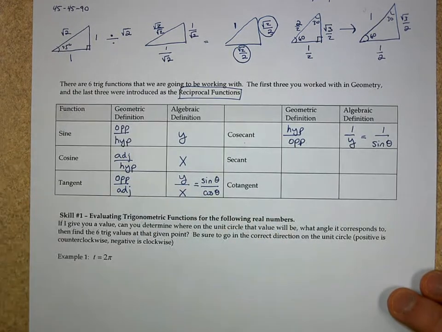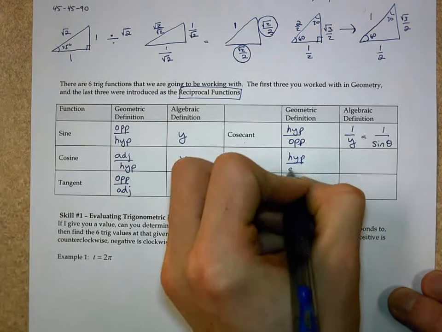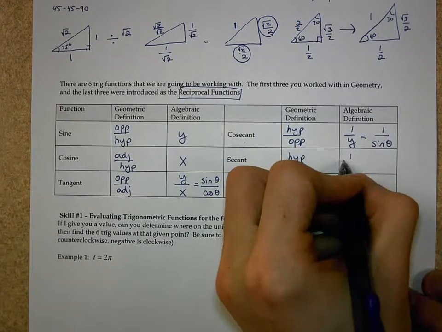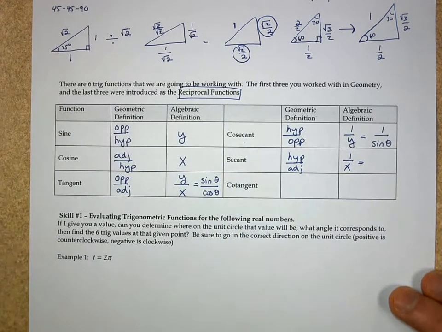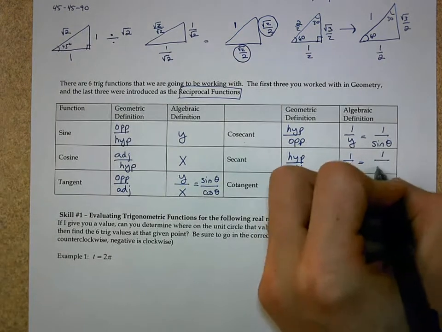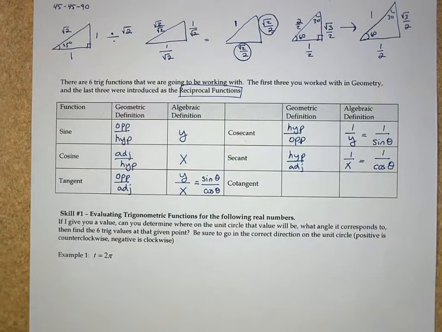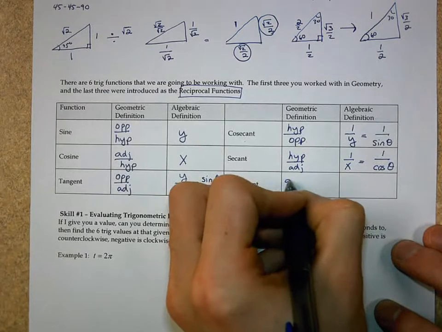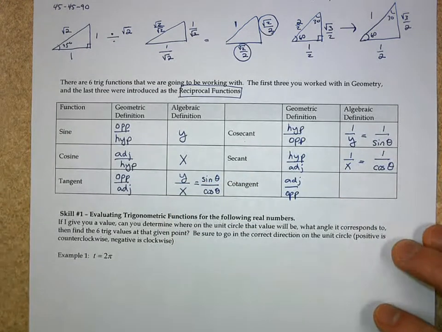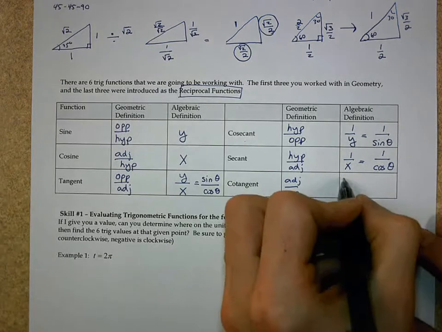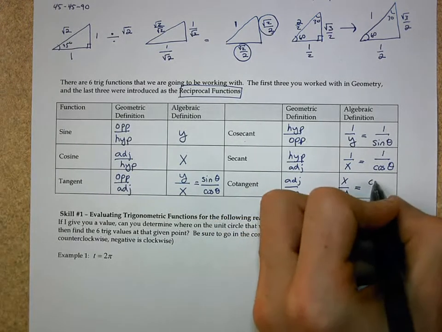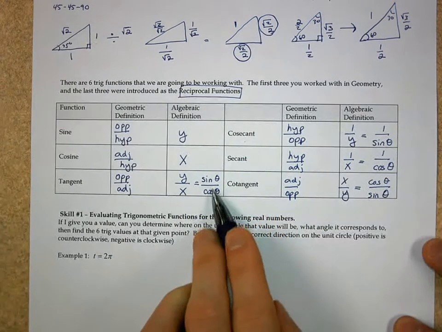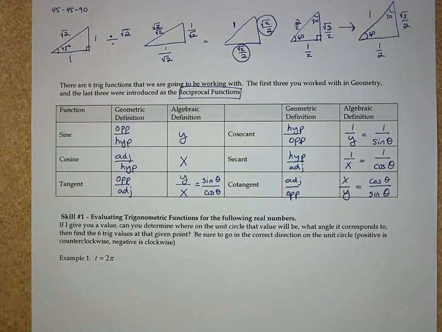Secant is the reciprocal of cosine. So we're going to flip our geometric definition to hypotenuse over adjacent, which is 1 over x. And if I write it in terms of sine and cosine, secant is the same thing as 1 over cosine. The last one then, cotangent, is going to be the adjacent over the opposite. So once again, we're going to flip our tangent, which gives me x divided by y, which is the same thing as the cosine of theta over the sine of theta, just reversing my sine and cosine that I had over there.